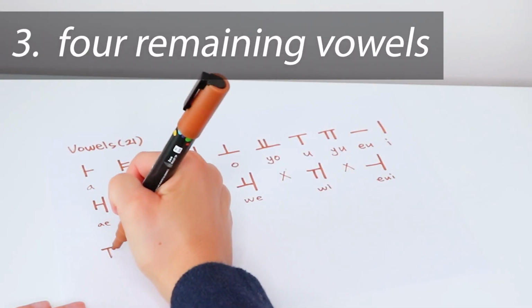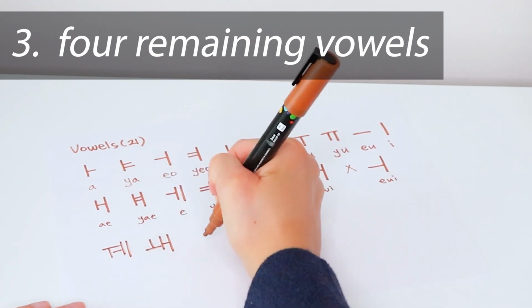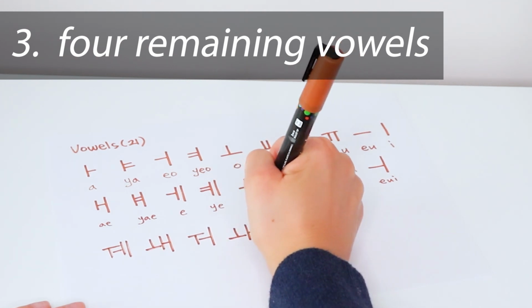So far we have 17 vowels. We're gonna add 4 more vowels. You just need to remember them. 왜, 워, 와.